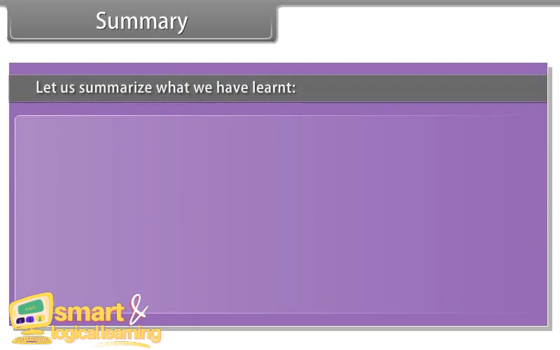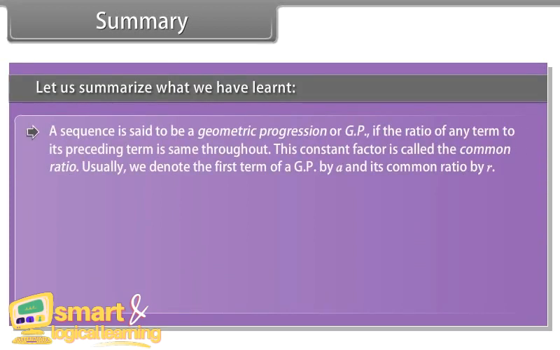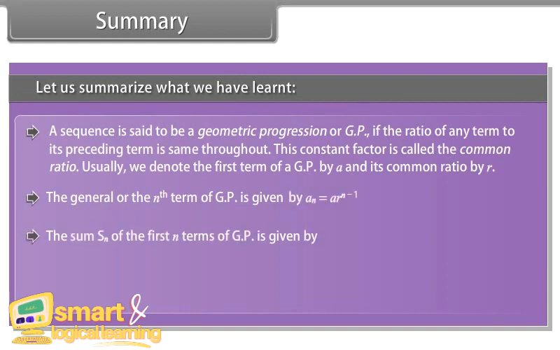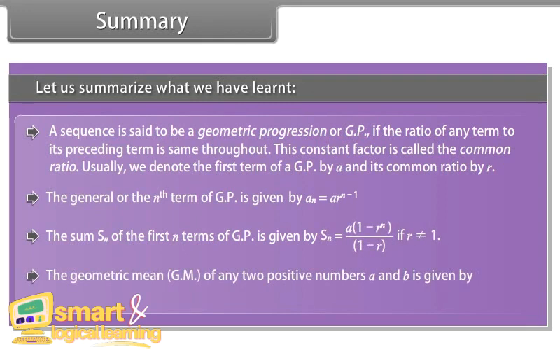Summary. Let us summarize what we have learnt. A sequence is said to be a geometric progression or GP if the ratio of any term to its preceding term is same throughout. This constant factor is called the common ratio. Usually we denote the first term of a GP by A and its common ratio by R. The general or nth term of GP is given by... The sum Sn of the first n terms of GP is given by... The geometric mean of any 2 positive numbers A and B is given by... that is, the sequence A, G, B is GP.